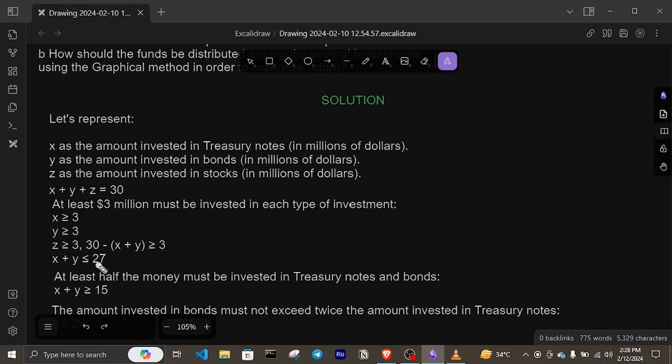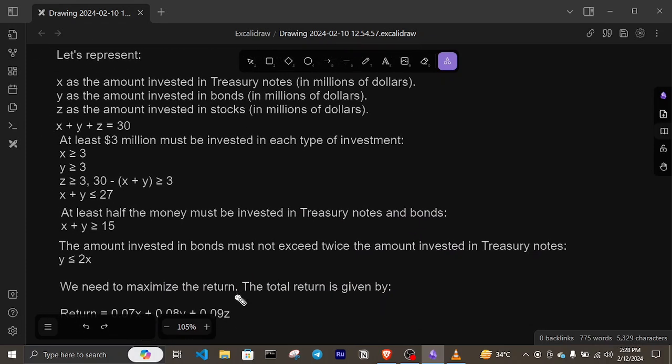Let's continue. The major thing to note about this problem is that the graphical method supports only 2 decision variables. Anytime you have more than 2 decision variables, you need to convert them into X and Y or into the other variables. Again, at least half the money must be invested in treasury notes and bonds. So half the money is 15, and they said at least, that means greater than or equal to 15. So X plus Y greater than or equal to 15.